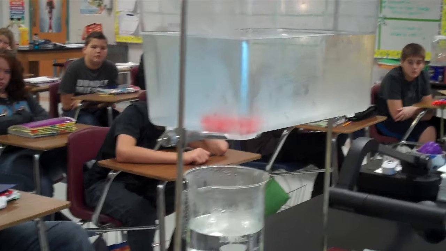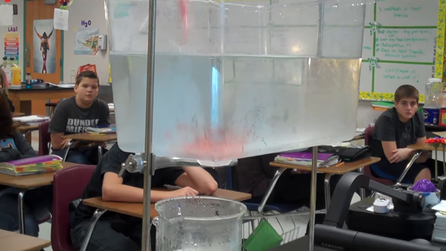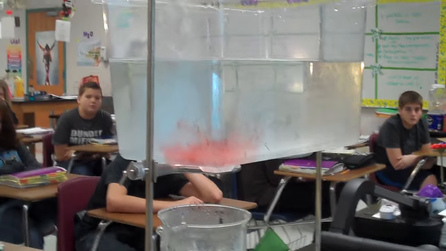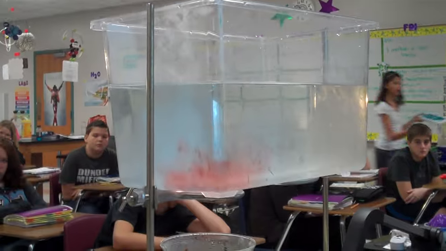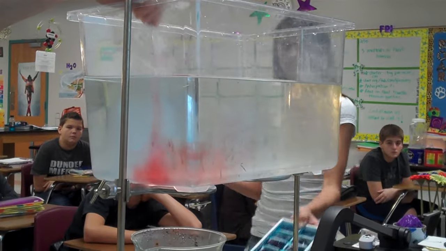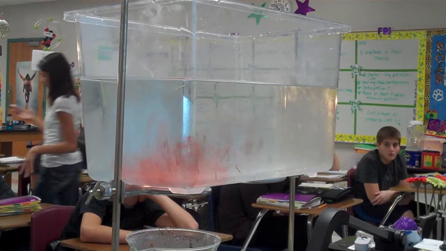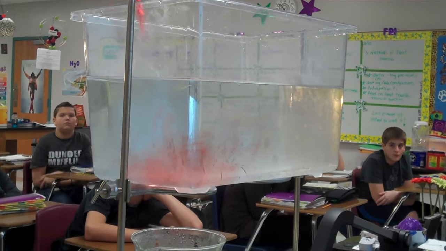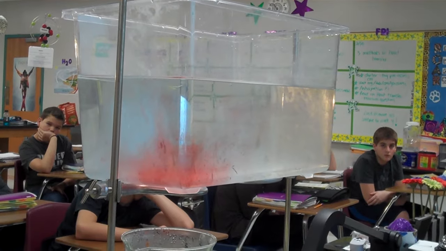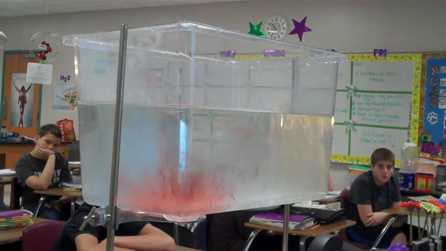What's going to happen to it? It's going to rise. Why is it going to rise? Because of the heat. The heat is going to warm that red water up, and it's going to rise to the top. So that red water is going to represent what kind of current? A warm surface current. Thank you.